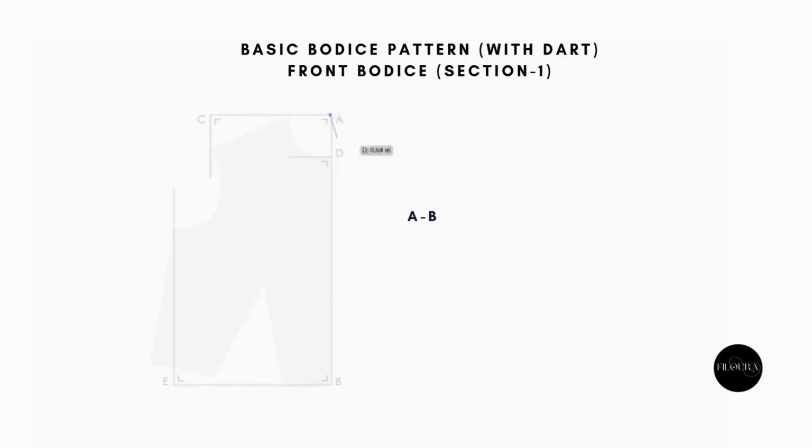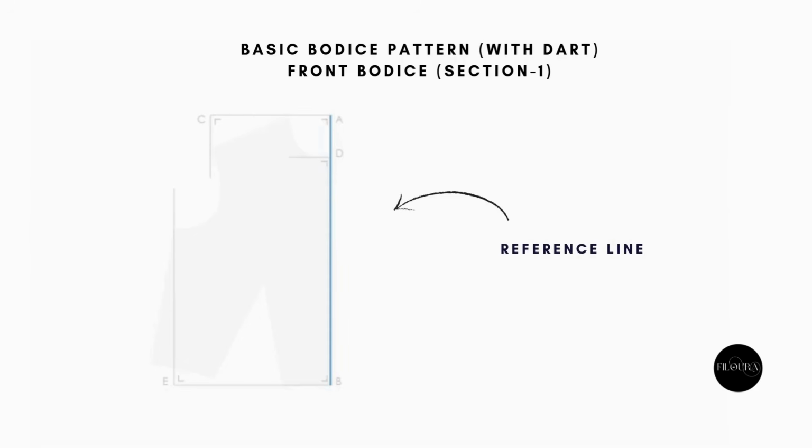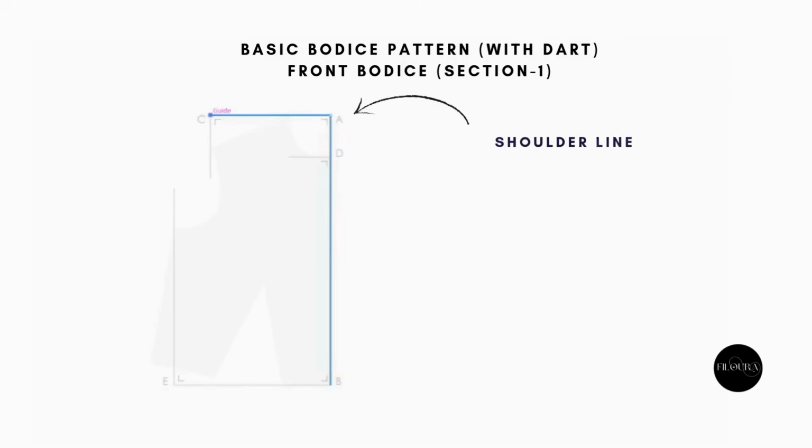Now, draw the center front line A to B, that is A to B, full length measurement plus 1/8 inch. Draw the line and label the points A and B. This line will serve as the reference line for drawing all the remaining construction lines required to create the pattern. Next, mark A to C, that is across shoulder measurement minus 1/8 inch. Using the guiding template as a reference, you can see that A to C represents the shoulder line.